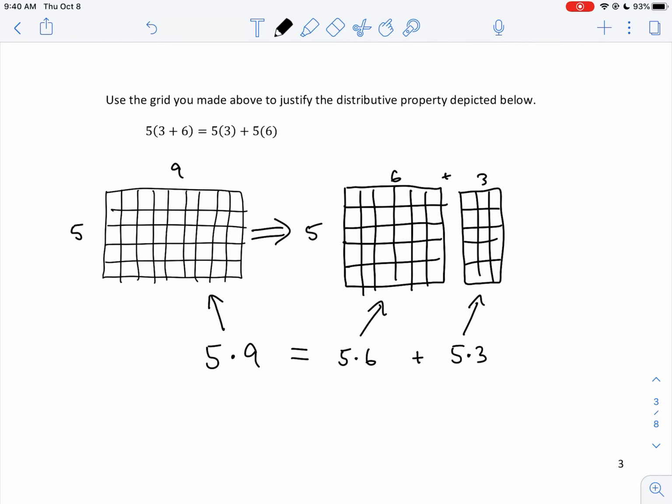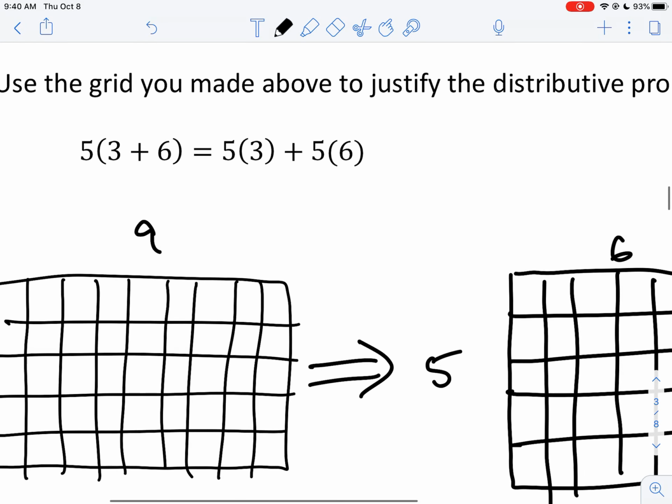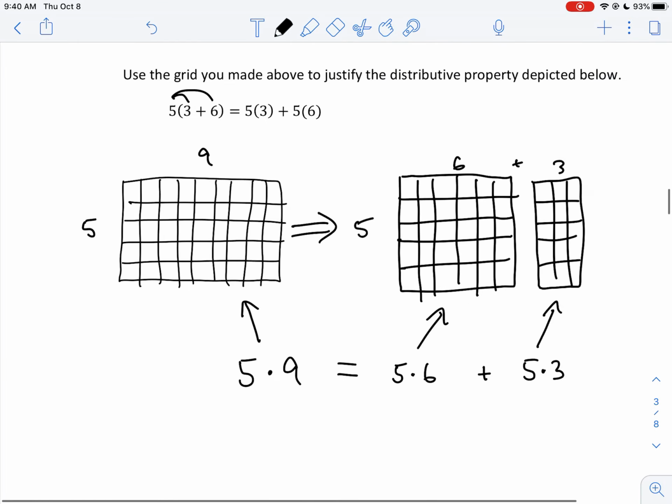Use the grid you made above to justify the distributive property. So we have this notion that 5 times a sum, 3 plus 6, equals 5 times 3 plus 5 times 6. You can do what we call distributing: multiply the 5 times the 3 and the 5 times the 6, and then add the results together. And the grid is a very helpful way in seeing why that works, especially with addition.